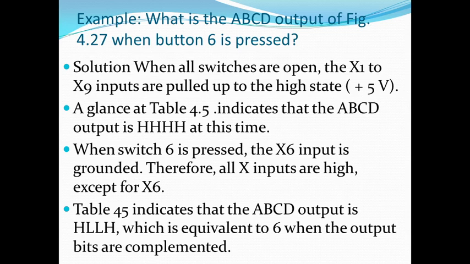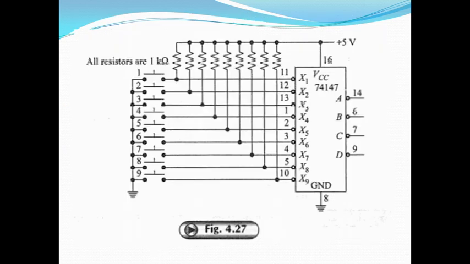Now, one example corresponding to this one. Let us see what is the ABCD output of figure 4.27 when button 6 is pressed. This is the circuitry which is connected like this. Here plus 5 volt is connected through 1 kilo ohm resistance to each of the lines.